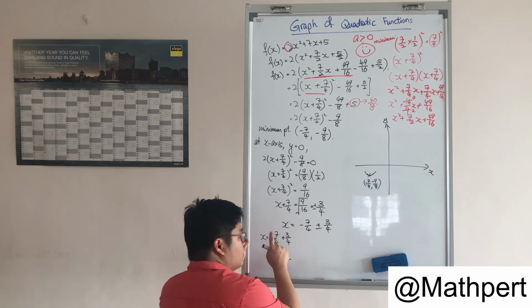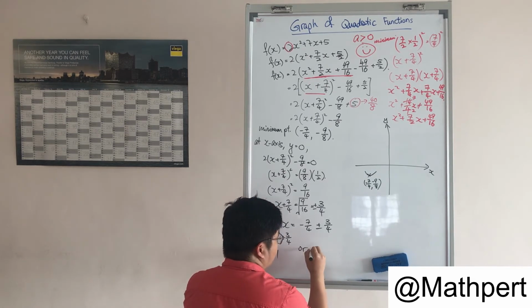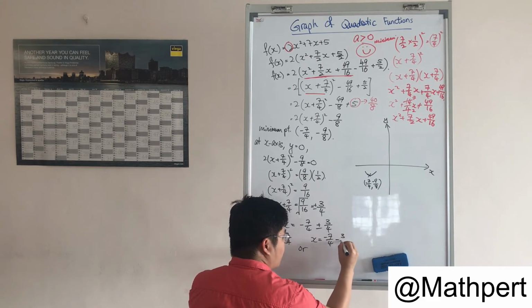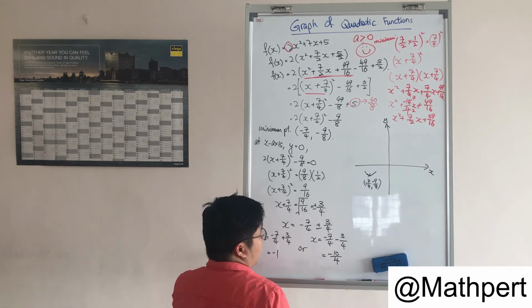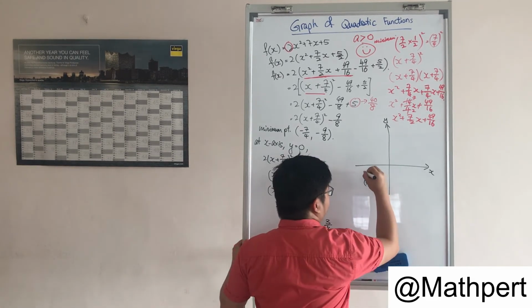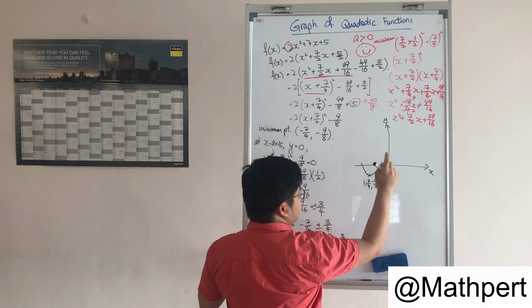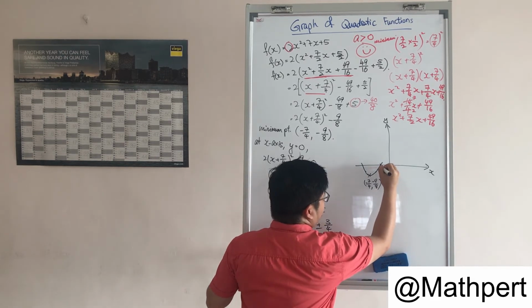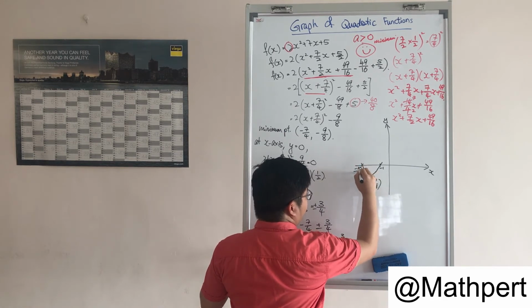Minus 7 plus 3 is minus 4. Minus 4 over 4 is minus 1. Or x equals minus 7 over 4 minus 3 over 4. We get minus 10 over 4. Meaning this quadratic function intersects the x-axis at minus 1 and minus 10 over 4.